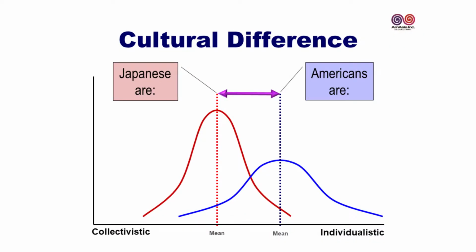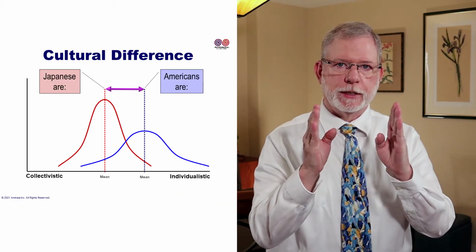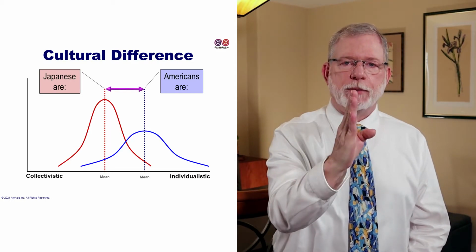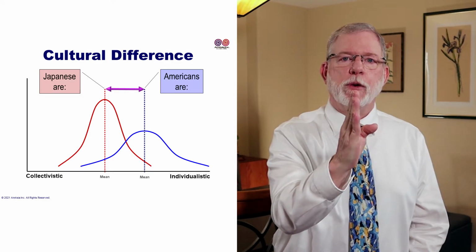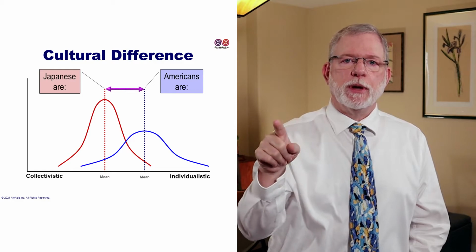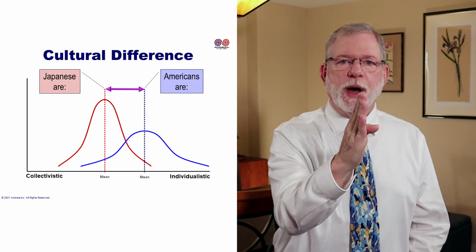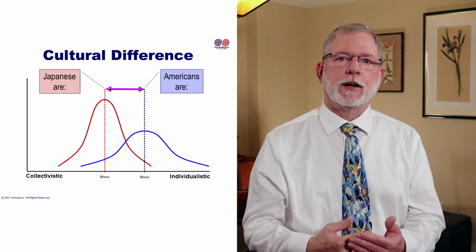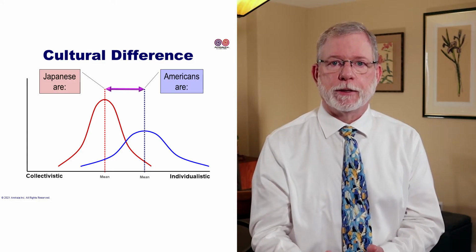When we talk about cultural differences, we're talking about the differences between cultural averages. Now remember, within a culture, there's a bell curve around that average. And we can look at individuals that we know in that culture and determine where they fit on that bell curve, closer or further away from that average. With that information, we can better understand them and perhaps even predict some of their behavior.